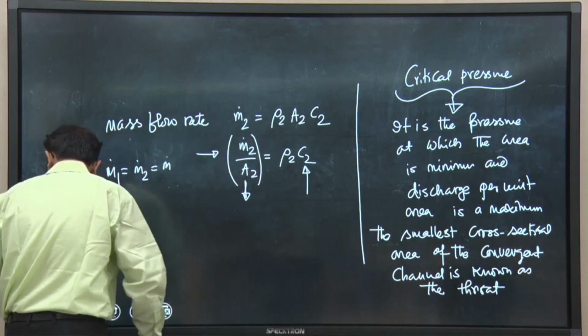Okay. Now, let us quickly see, if we write the expression of mass flow rate per unit area.